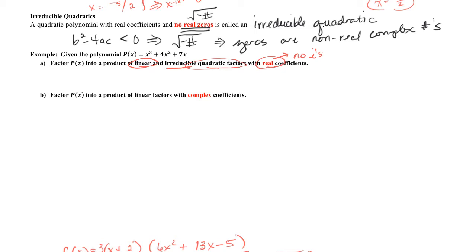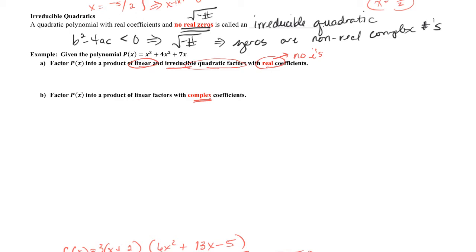So you're gonna have to really read carefully on these, because each one of these problems, you're either gonna factor it into a product of linear and irreducible quadratics with real coefficients, or in part B, we're gonna factor it into a product of linear factors, so nothing higher than degree 1. But if I ask you for that, I have to allow you to use complex coefficients, which means you have to have the ability to use i's. It doesn't mean you will, but you have to be allowed to. Okay, so back to part A.